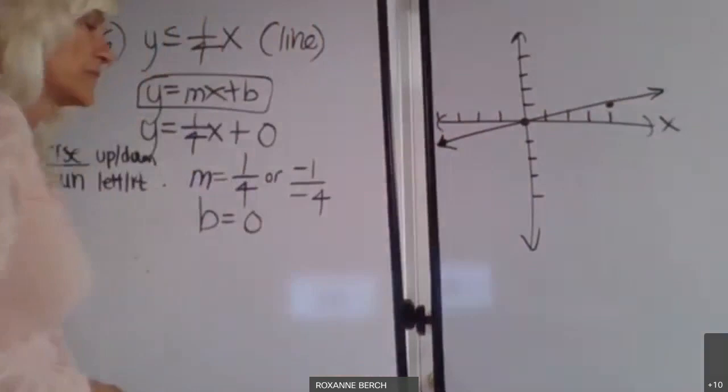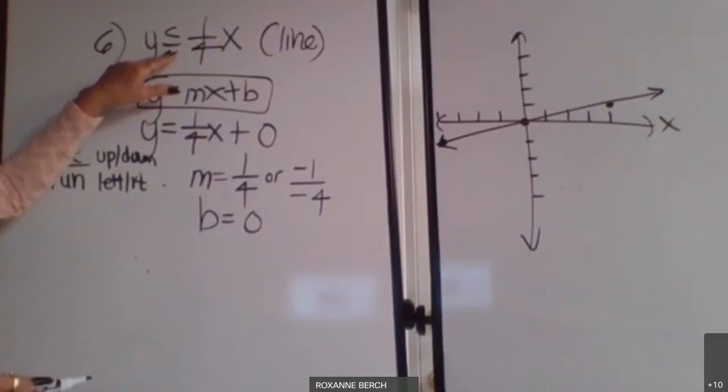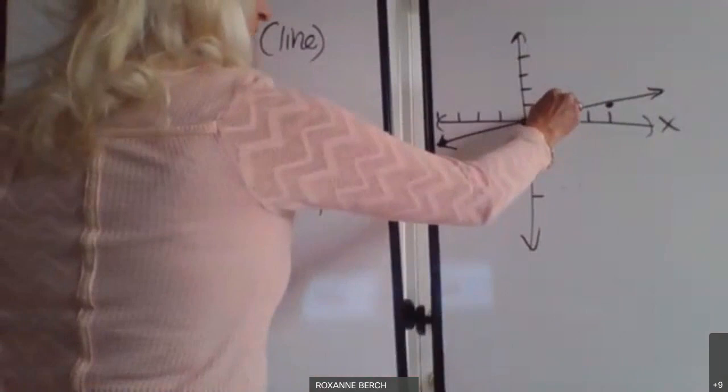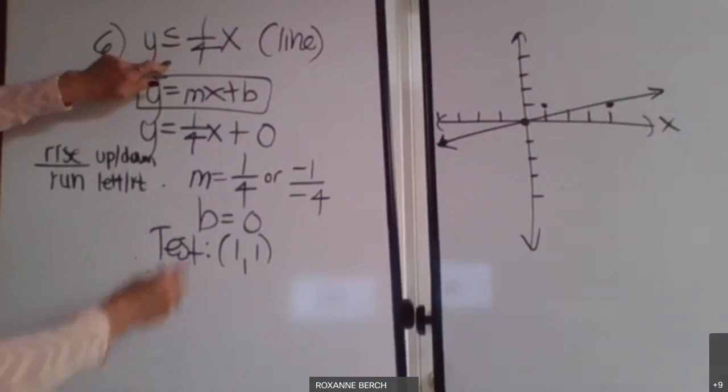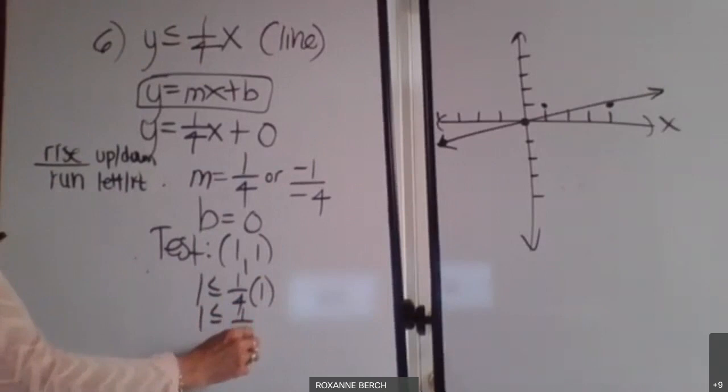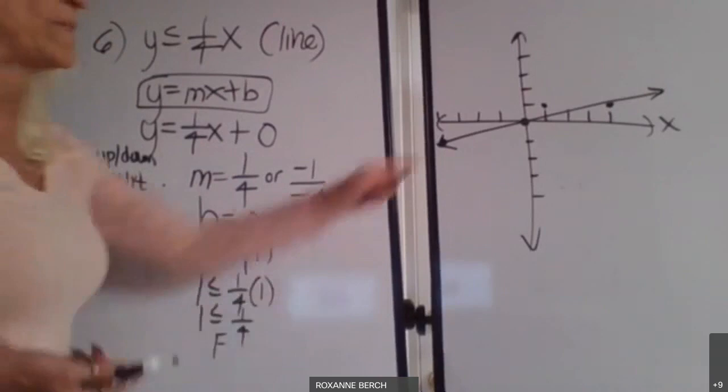Now we look at the inequality. Is it dotted or solid? It's solid. And we're going to test a point. You can't test 0, 0 because the line's going through it. So I'm going to test right 1, up 1. You put it into this, your y is 1. You have 1/4 times 1 plus 0. So is 1 less than a fraction? False. 1 is not less than a fraction. So that means don't shade him.